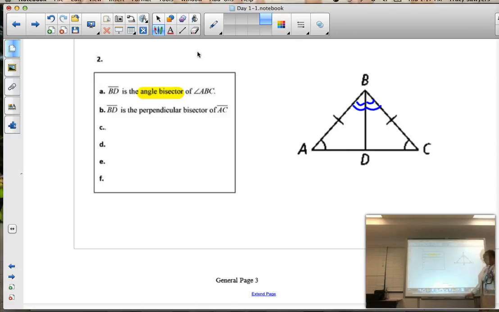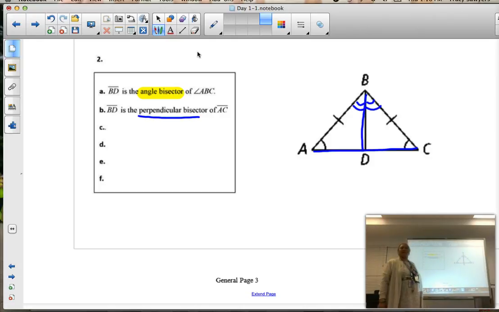So BD is the perpendicular bisector of AC, meaning that AD and BD... Okay, wait a second. We talked about a perpendicular bisector. It's a perpendicular bisector of AC. So BD, this side here, is perpendicular to which segment? Okay, so this segment and this segment are perpendicular.